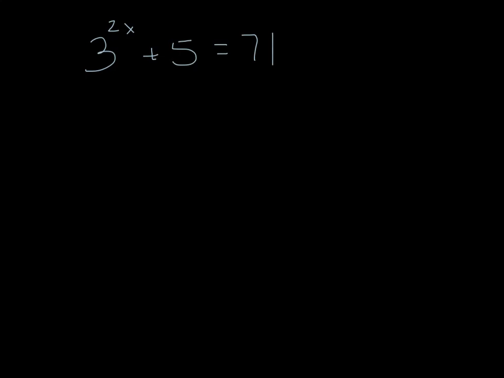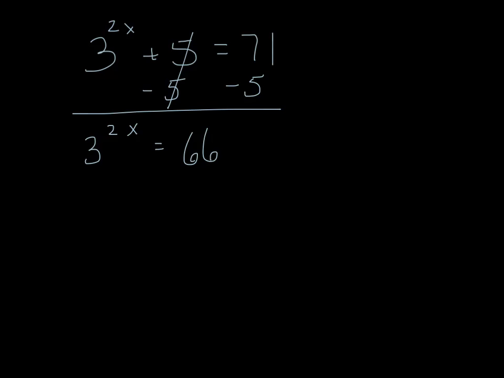So this is still exponential. Our variable is in the exponent. And we solve this the same way we would solve a linear equation. We're going to first isolate as much as we can. So we can get rid of that 5. We've got 3 to the 2x equals 66.